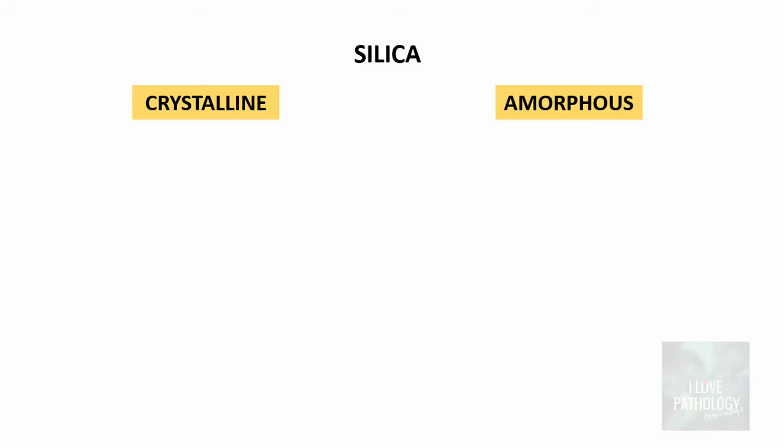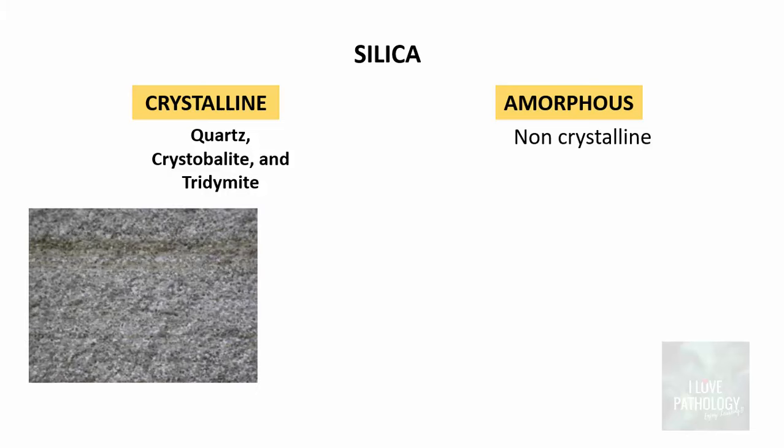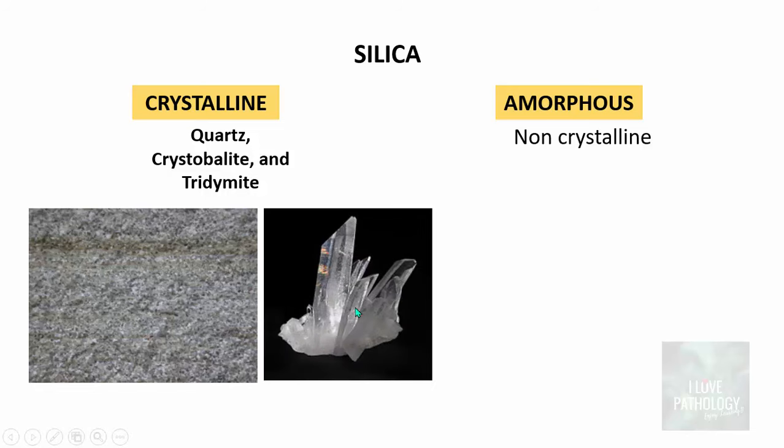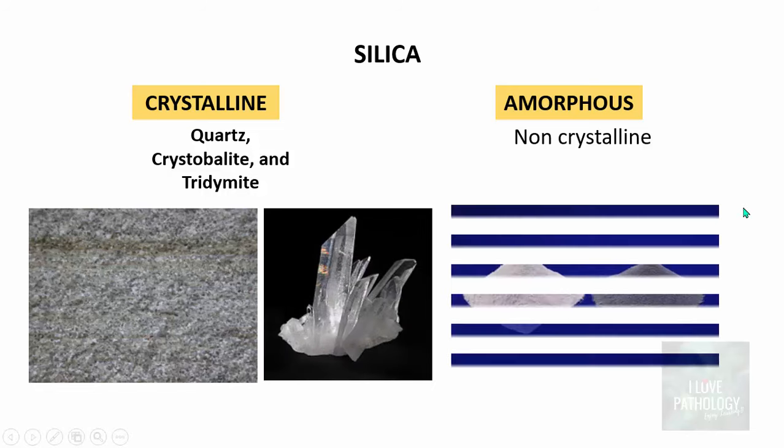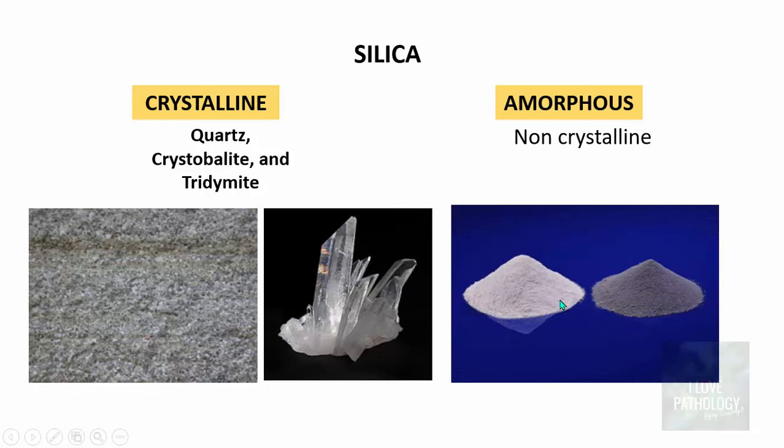Now, silica has two forms. One is the crystalline form, another is the amorphous form. Amorphous is basically a non-crystalline form. The crystalline forms are of different types: quartz, cristobalite and tridymite. Amorphous, as I told you, is the non-crystalline form. So this is the crystalline form of silica, this is a higher magnification of the crystalline form, and this is the non-crystalline form, which is basically a powder form.